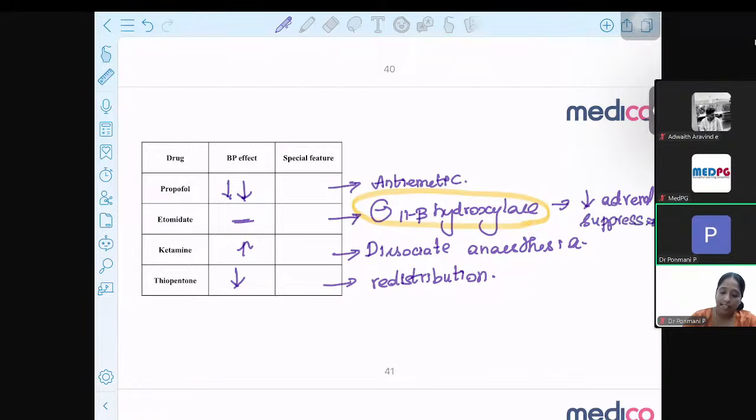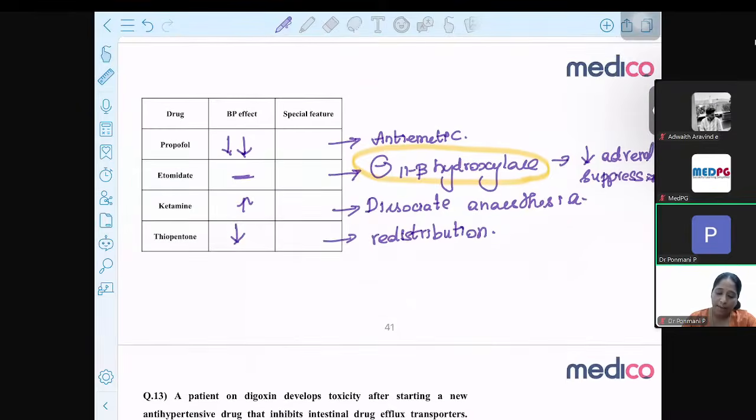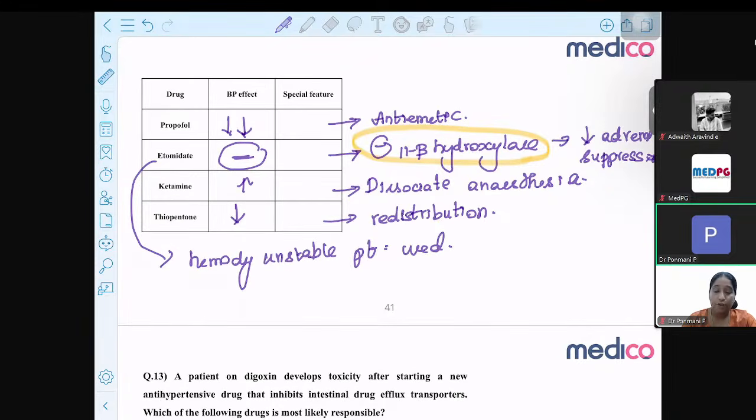So now what is the drug which is going to cause this adrenal suppression? It is etomidate. Okay. And one more thing you need to remember about etomidate is that since it does not affect BP so much, it can be given in a hemodynamically unstable patient. It can be used. Okay. So please remember this point also when coming to etomidate.